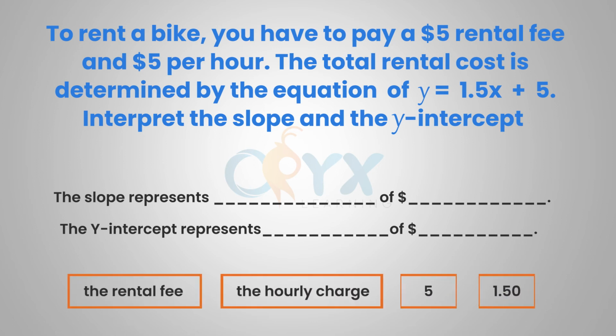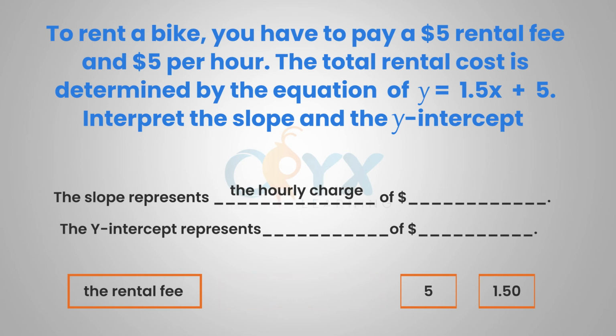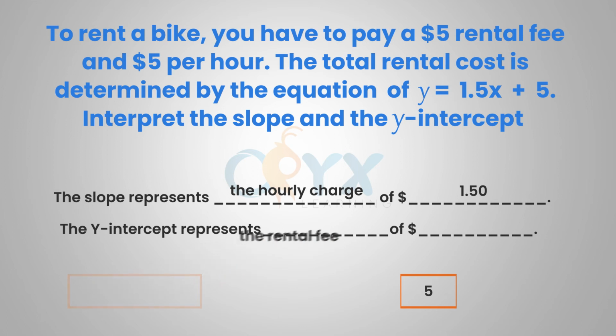The slope in this case would represent the hourly charge, right? The $1.50 per hour is our hourly charge, which is our slope. So the slope represents the hourly charge of the $1.50. The y-intercept in this case represents the rental fee, so one-time rental fee, and the rental fee is $5.